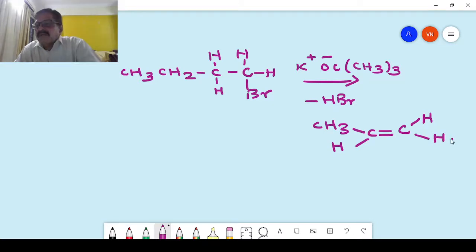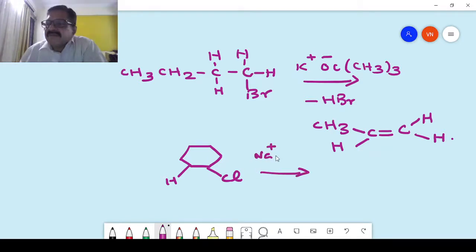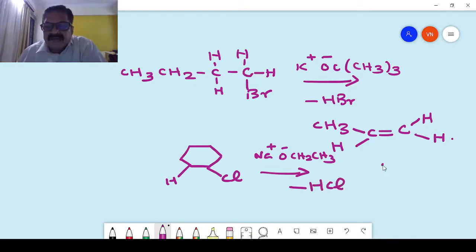So this is the alkene being formed here. Now, say for example we take another compound, with a hydrogen here and a chlorine here. This is reacting with a base, say sodium ethoxide, Na plus O minus Et, CH2CH3. So this is sodium ethoxide. Here it is elimination of HCl, the hydrogen halide, a base-induced one.